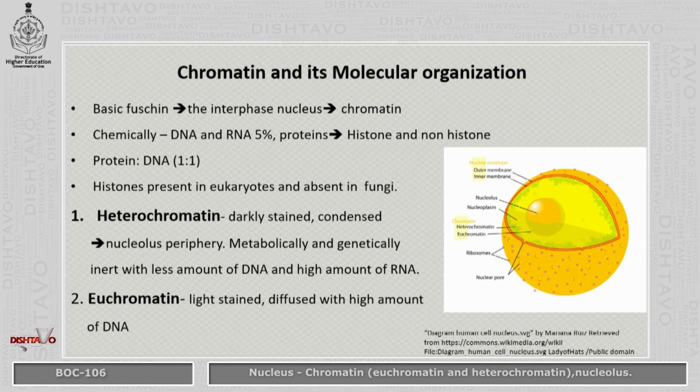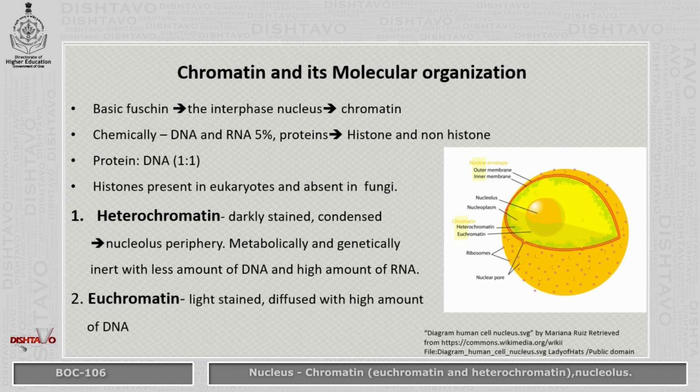Chemically, the nucleus has DNA and RNA. Predominantly it has DNA, and RNA only 5%. Along with this DNA and RNA, it also has proteins which are histone and non-histone type. When you analyze the content quantitatively, it was found that protein and DNA exist in the ratio of 1:1. That means, along with DNA, proteins are also important for its structure. It is also found that histones are present in eukaryotes and they are absent in fungi.